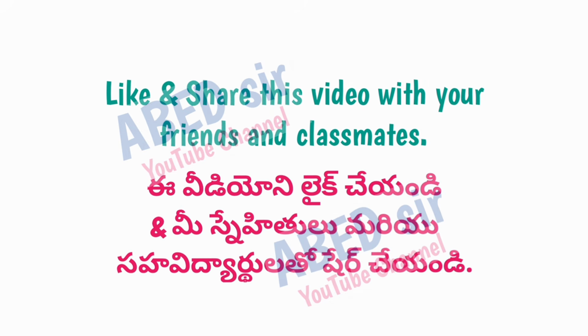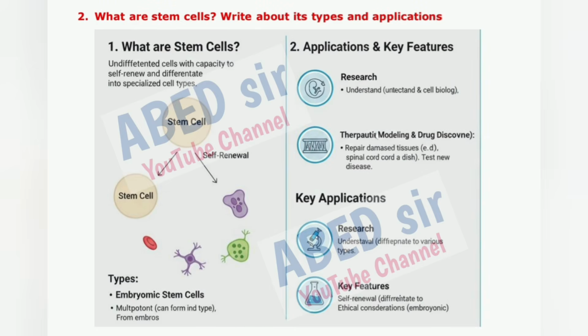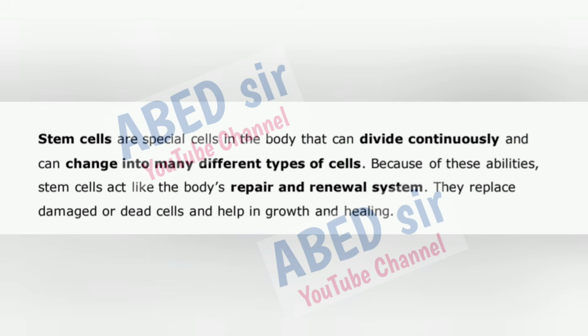Next important long question is 2. What are stem cells? Write about its types and applications. Stem cells are special cells in the body that can divide continuously and can change into many different types of cells. Because of these abilities, stem cells act like the body's repair and renewal system. They replace damaged or dead cells and help in growth and healing.